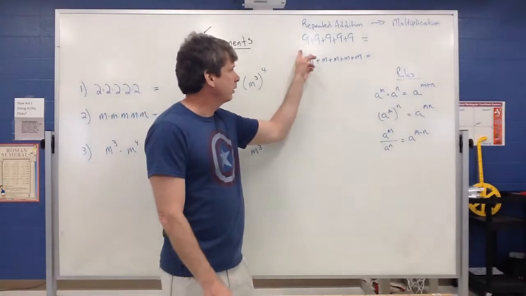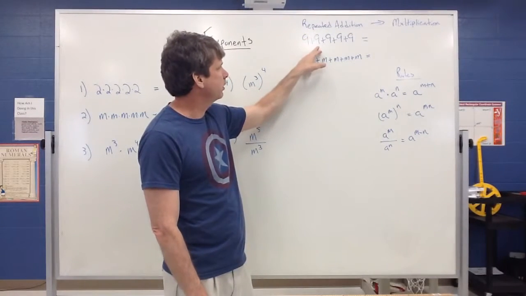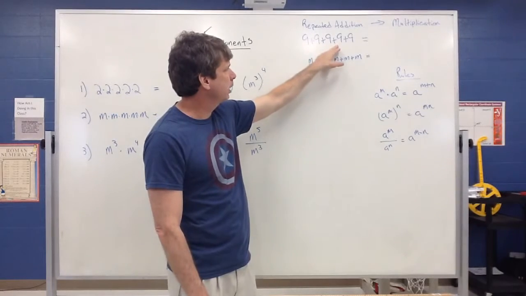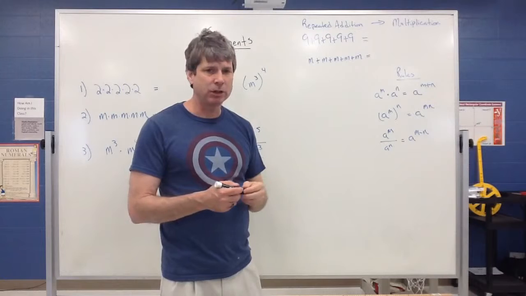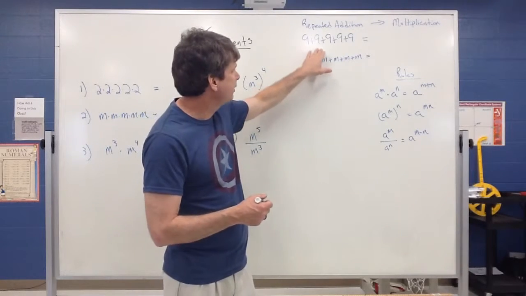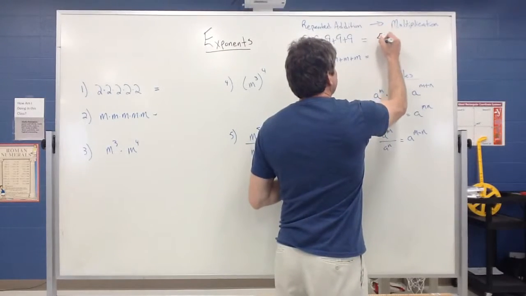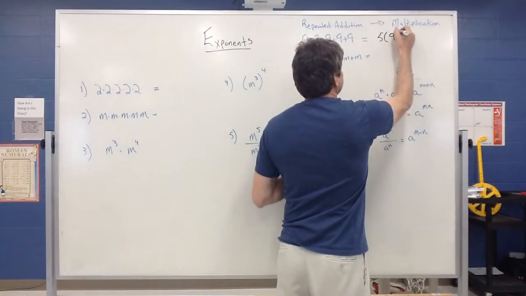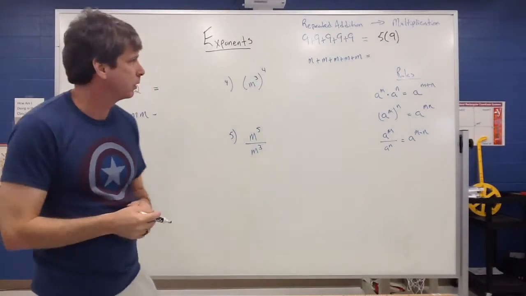Remember we had a problem like this, repeated addition. Like if I have 9 plus 9 plus 9 plus 9 plus 9. We learned that repeated addition, we're allowed to represent that using multiplication. So if I have 5 9s added together, I can write that as 5 times 9. So I can represent that using multiplication.